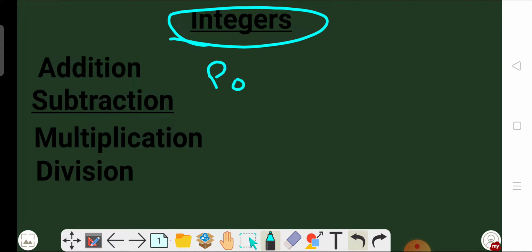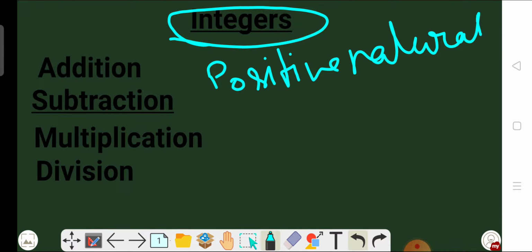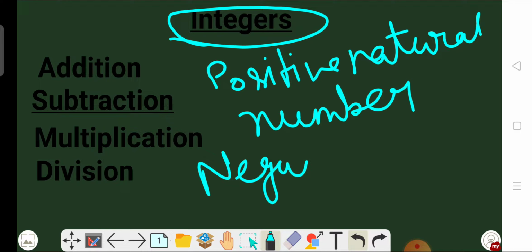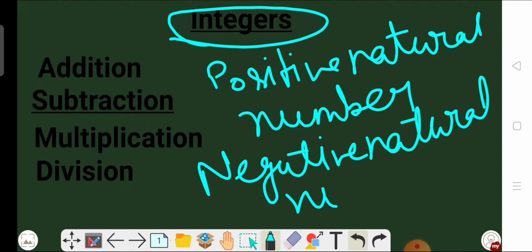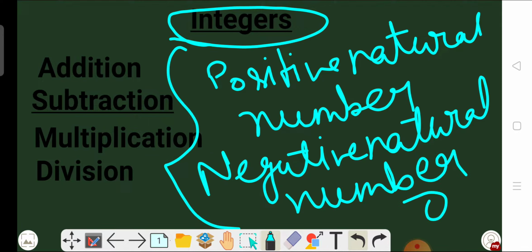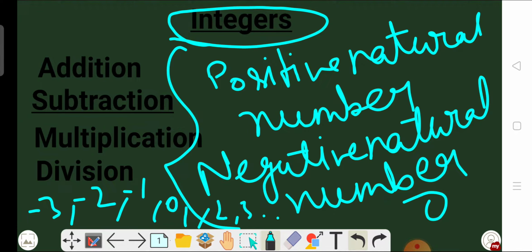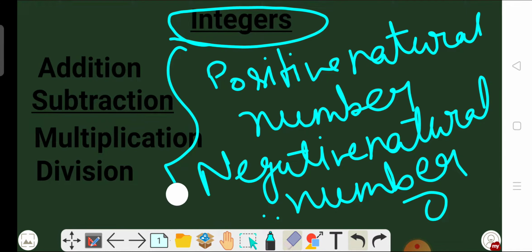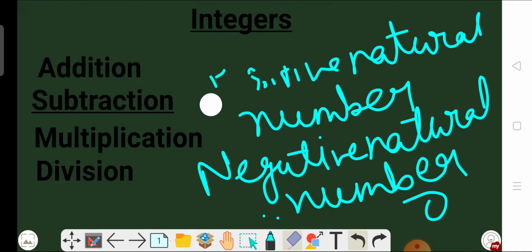Integers are a combination of positive natural numbers, negative natural numbers, and 0. All these numbers are called integers beta. Examples of integers are -3, -2, -1, 0, 1, 2, 3 and so on. Okay, it means negative counting numbers, positive counting numbers and 0 all got combined and make the set of integers.